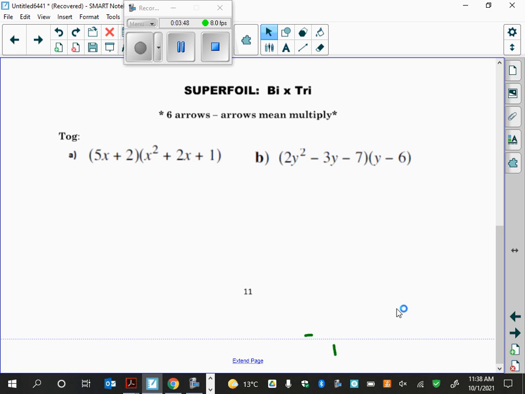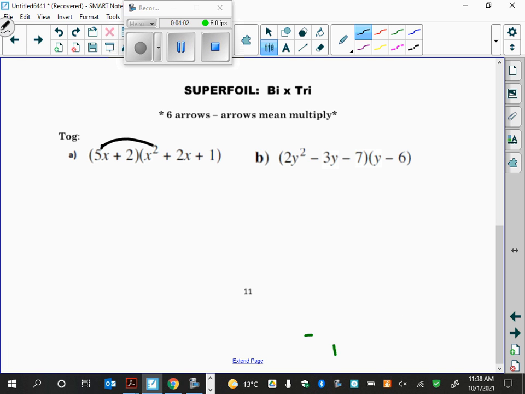Okay, so I just call it SuperFOIL as a nickname. There's no super acronym. I wish I didn't have the star here, but it's 6 arrows. There are now 3 arrows on the top. You're going to do the 5x times each term of the bracket, and then you're going to distribute the 2 into each term of the bracket.